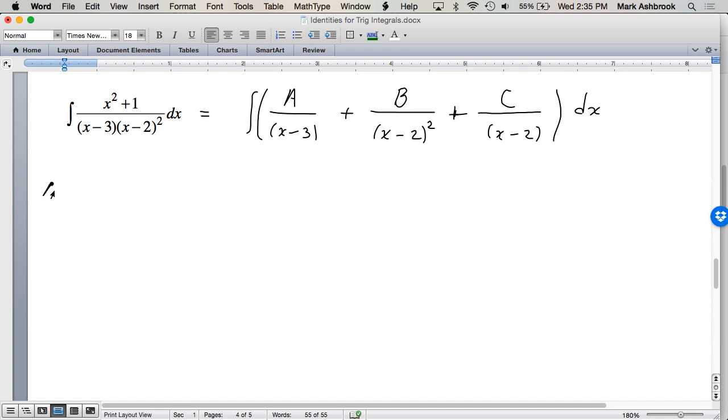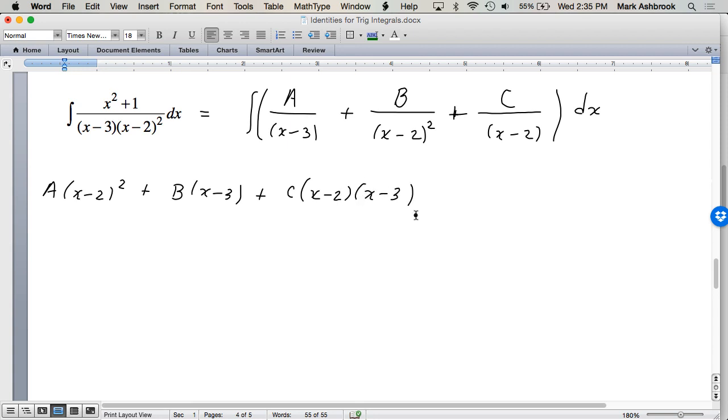So that's going to give us a times x minus 2 squared. What do I need to multiply top and bottom by on this one to get the common denominator? Just x minus 3. And then what about this one? So I've got one x minus 2, and I'm trying to get what? X minus 3 times x minus 2 squared. So what am I going to multiply top and bottom by on this? We're going to need one more x minus 2, and also an x minus 3.